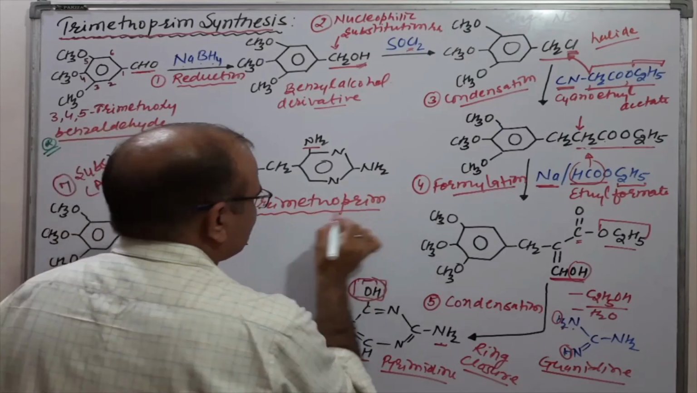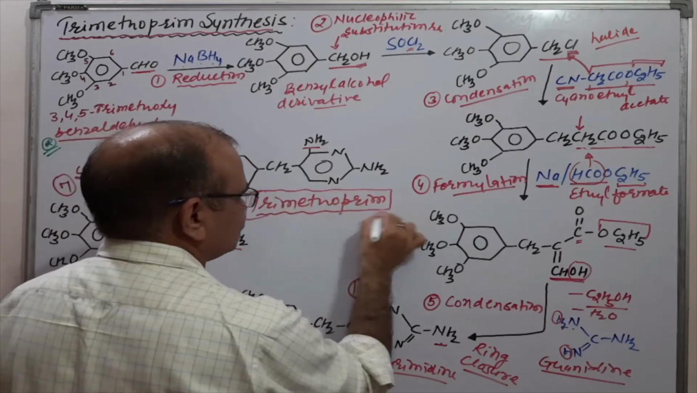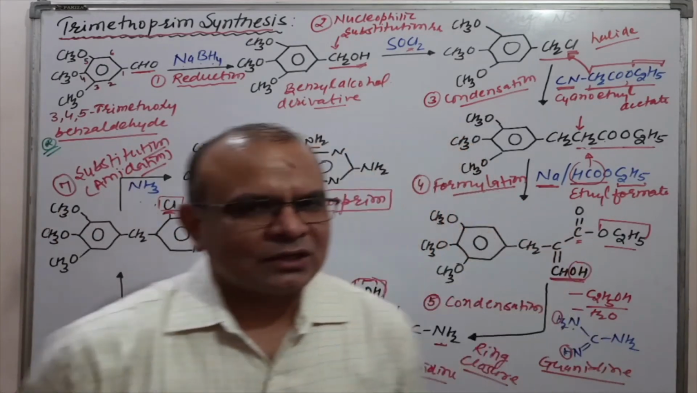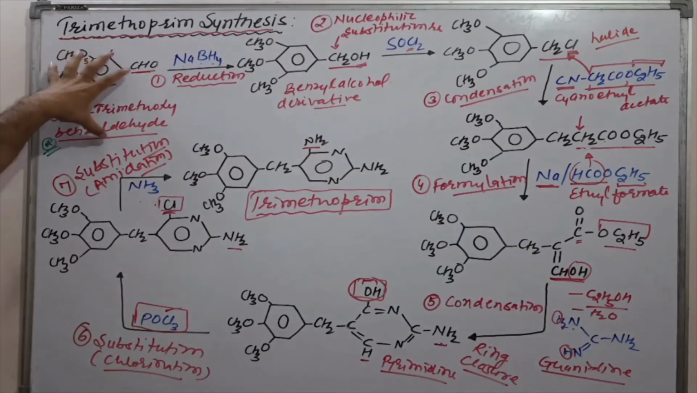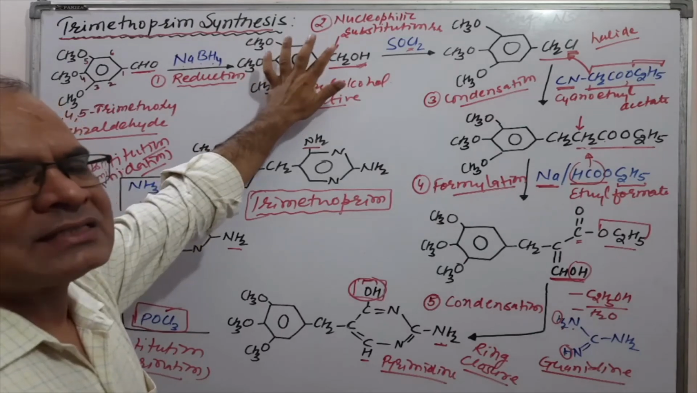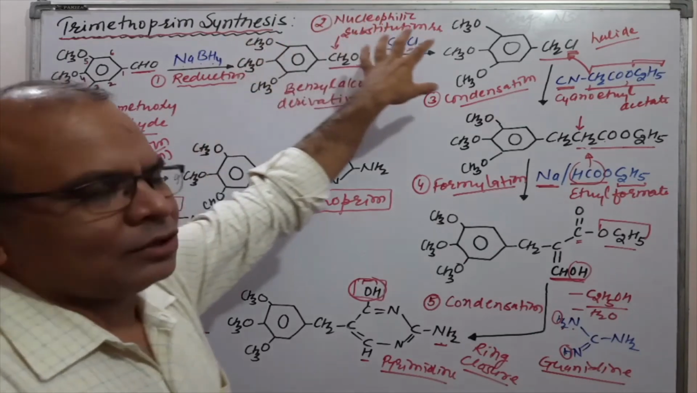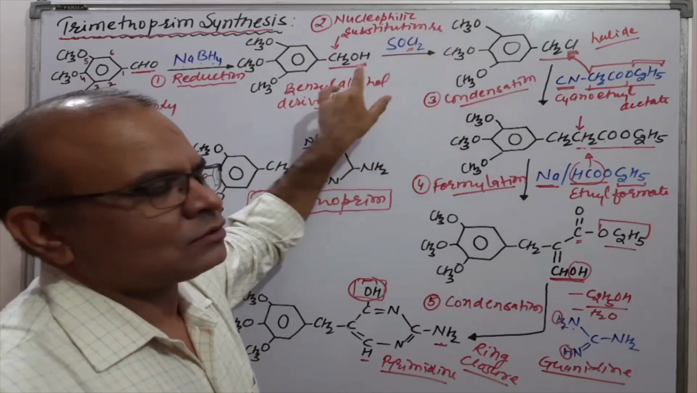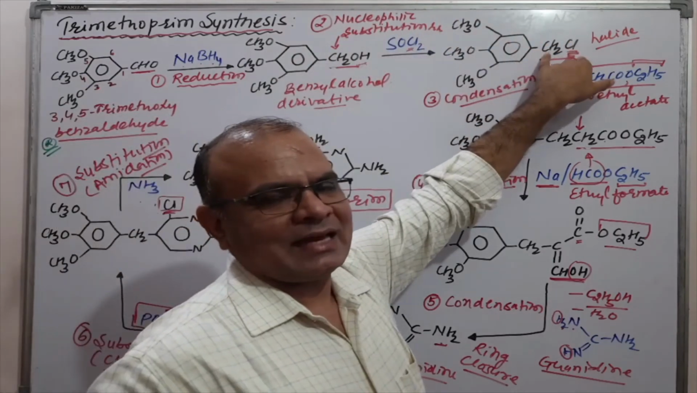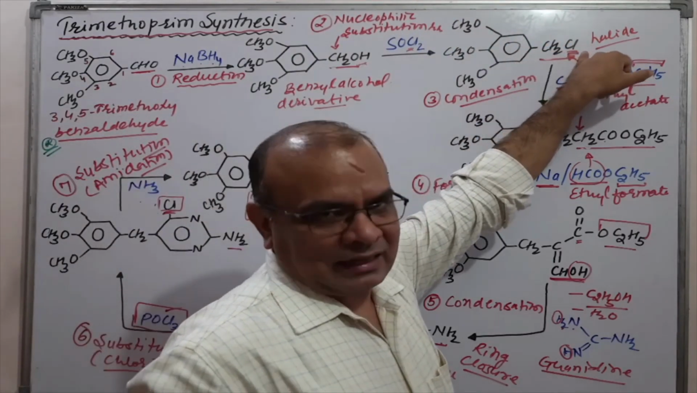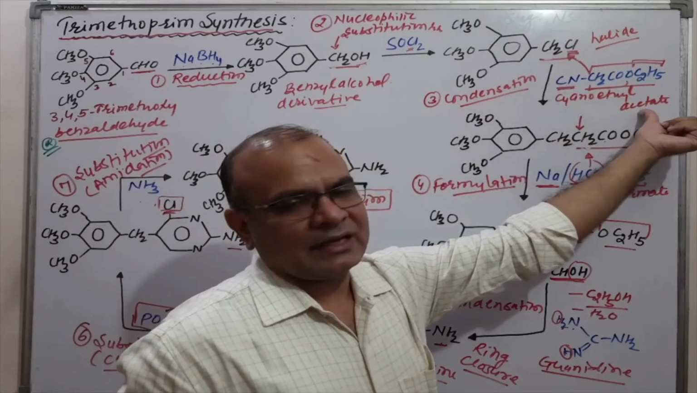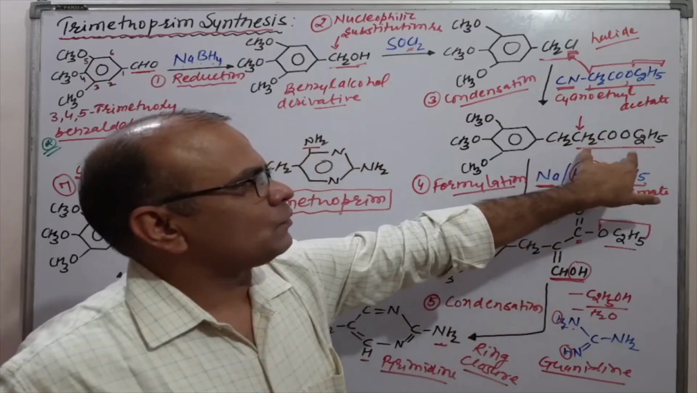This is the step-by-step synthesis of trimethoprim. Just I am giving an overview. Try to understand. Benzaldehyde is simply reduced in presence of sodium borohydride to the respective alcohol, meaning benzyl alcohol. Benzyl alcohol reacted with sulfonyl chloride, that alcohol converted into halide, meaning alkyl halide, that is benzyl chloride, which is treated with cyanoethyl acetate, which results in the formation of an ester derivative.